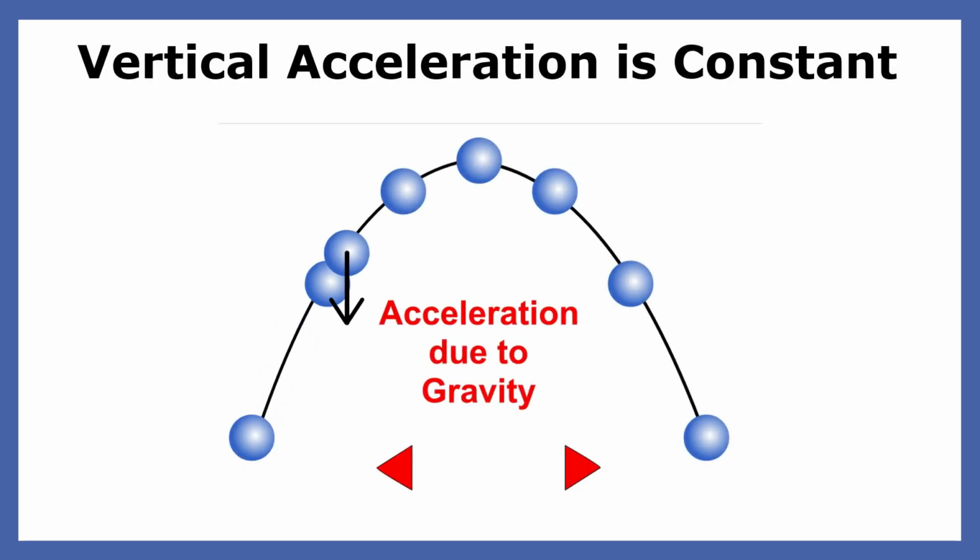Since the vertical force of gravity is constant, the acceleration due to gravity is a constant negative 9.8 meters per second squared in the downward direction. This means that every second the projectile remains in the air, its vertical velocity changes by the same amount, negative 9.8 meters per second each second.